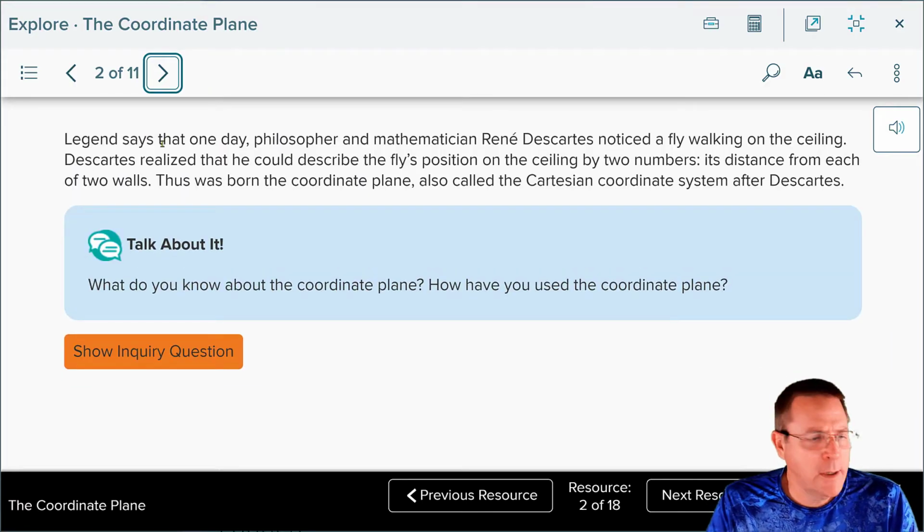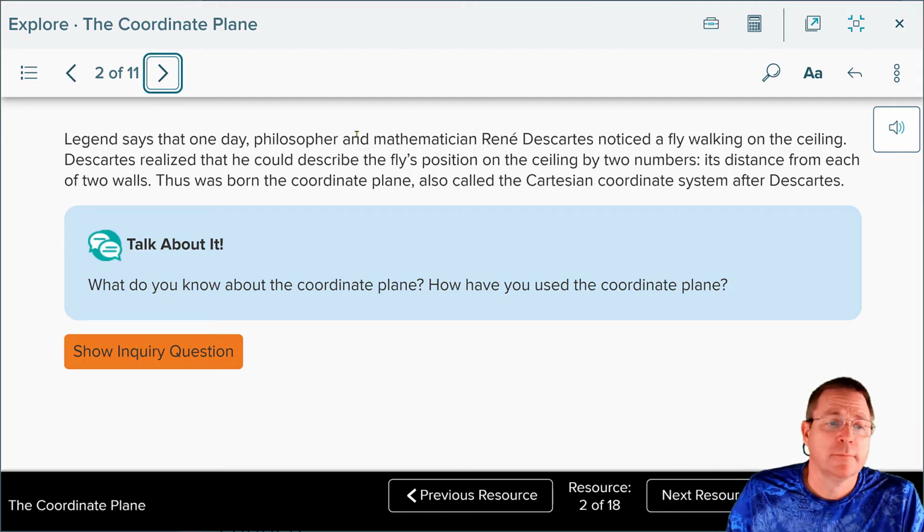Legend says that one day, philosopher and mathematician René Descartes noticed a fly walking on the ceiling. Descartes realized that he could describe the fly's position on the ceiling by two numbers, its distance from each of the two walls. Thus was born the coordinate plane, also known as the Cartesian coordinate system, after Descartes. I guess maybe Descartes was Cartesian?